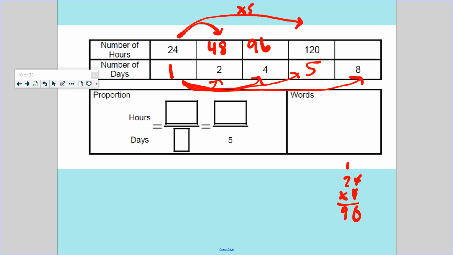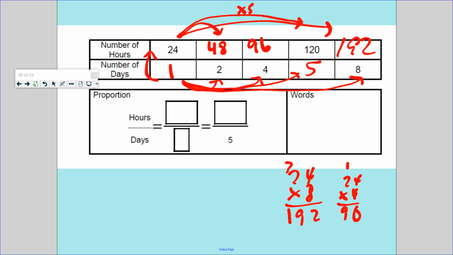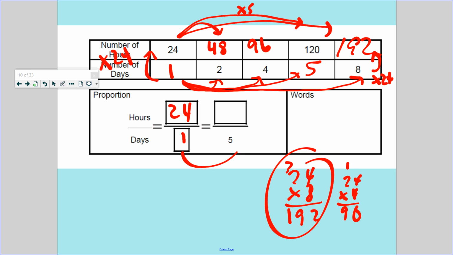And last but not least, how do you build 1 day to 8 days? Times 8. So 24 times 8, 32 carry the 3, 16 plus 3 is 192. Again, you may not see it this way. You may see an up and down relationship. How do you build 1 day to 24 hours? Times 24. So 8 times 24 is 192. So 1 day has 24 hours. What's the scale factor from 1 day to 5 days? Times 5. 24 times 5 is 120. Or the up and down relationship: 1 day to 24 hours is times 24, so 5 times 24 is 120.